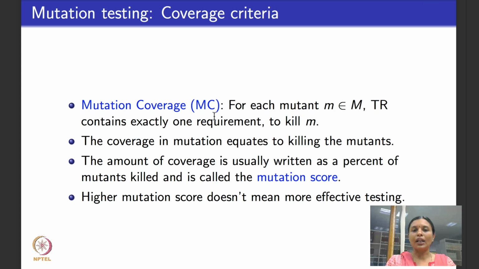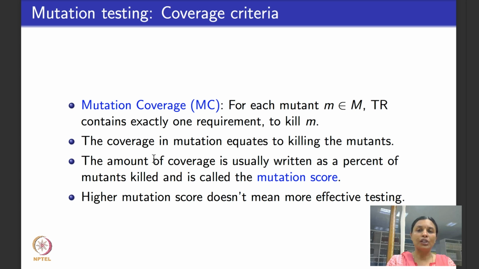The first coverage criterion that we define is what is called mutation coverage. For each mutant m in M that you apply to the original ground string, the test requirement contains exactly one requirement: you kill that mutant. So when I make a change to a ground string and get a mutant, I should be able to write a test case to kill the mutant. If I am able to do this for every mutant, then I have achieved what is called mutation coverage.